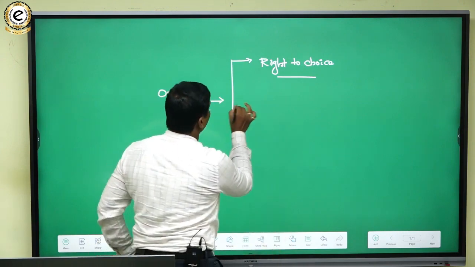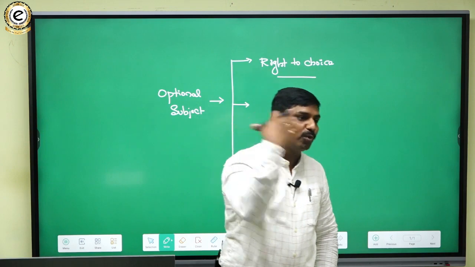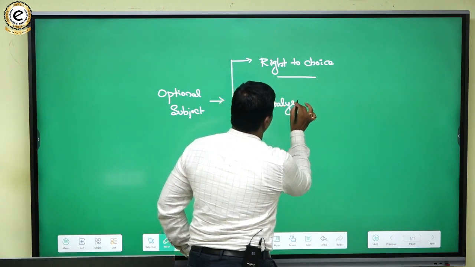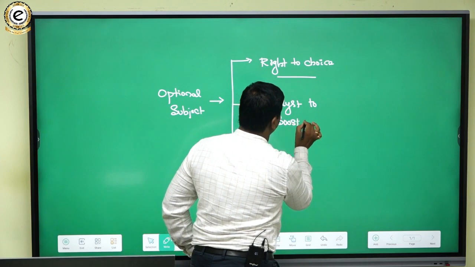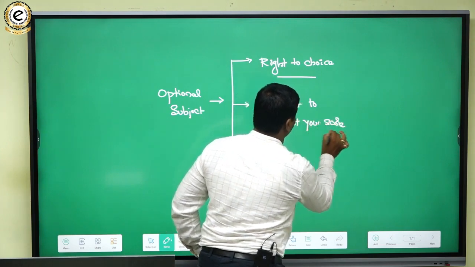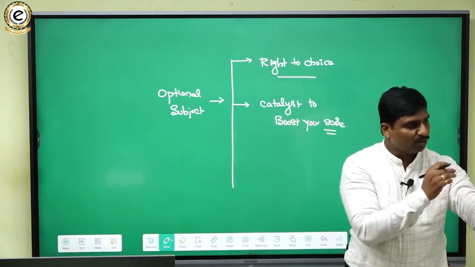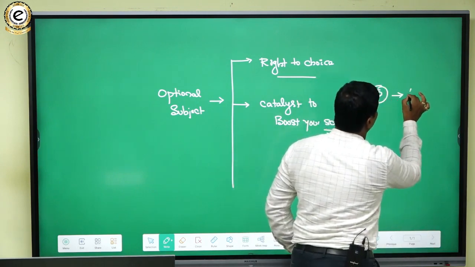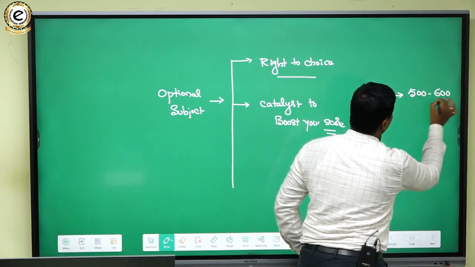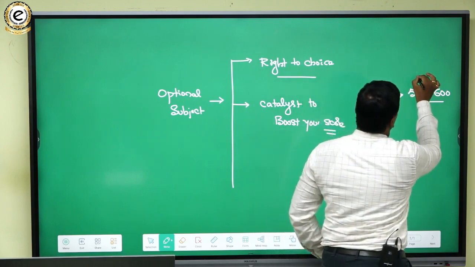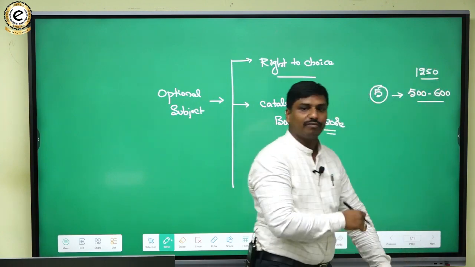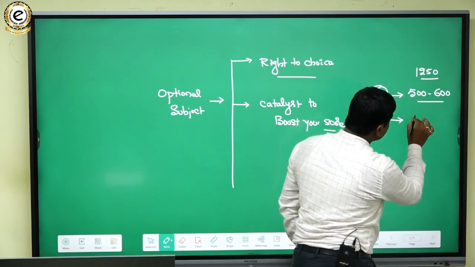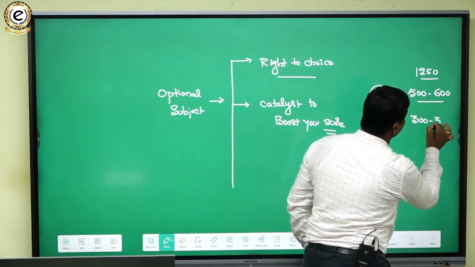The second thing is that the optional subject generally acts as a catalyst to boost your score. Let's see how this will happen. If you analyze the scores of toppers, mostly out of all the 5 papers, they will get around 500 to 600. This would be the maximum range, out of 1250. And in the two papers of the optional subject, there is every possibility to score between 300 and 350.